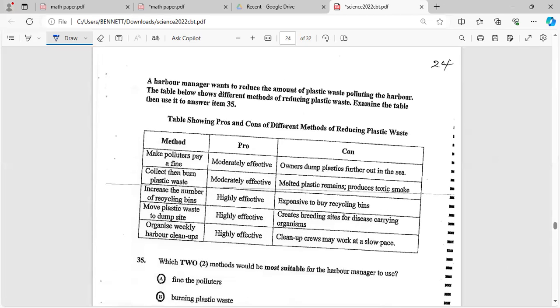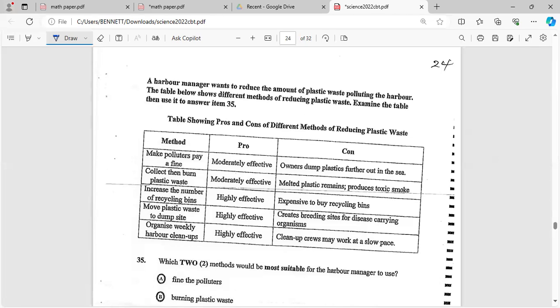Alright, so method: make polluters pay a fine, moderately effective; the con is that the owner dumps plastic, right? Burn the plastic, moderately effective; melted plastic reduces toxic smoke, that's the con. Increase the number of recycling bins, highly effective; the con is that it's expensive to buy. Move plastic waste to a dump, highly effective, but it creates breeding sites for disease-carrying organisms, that's not good.